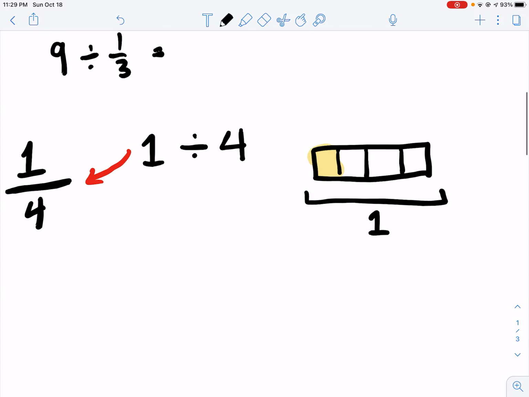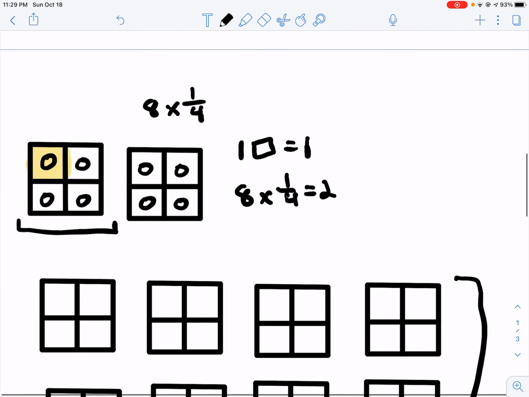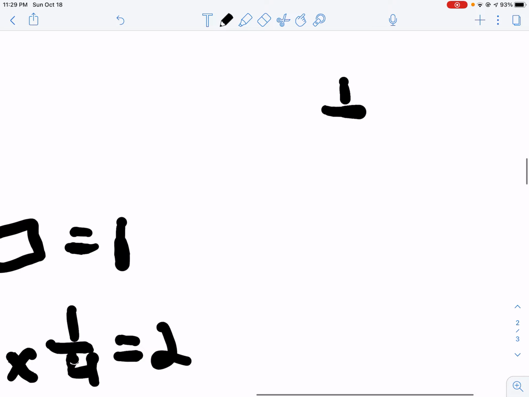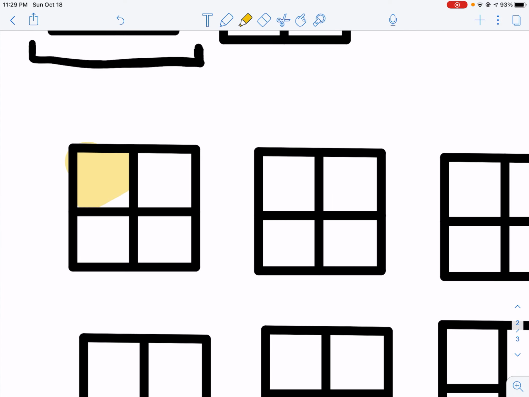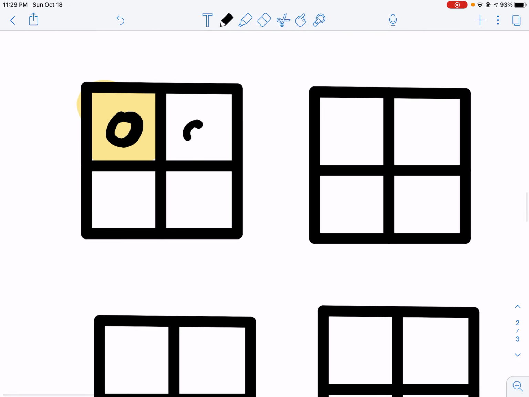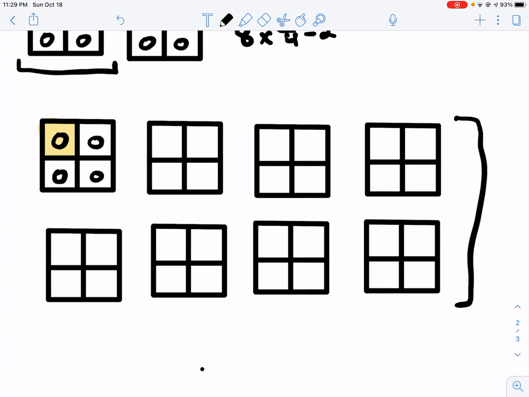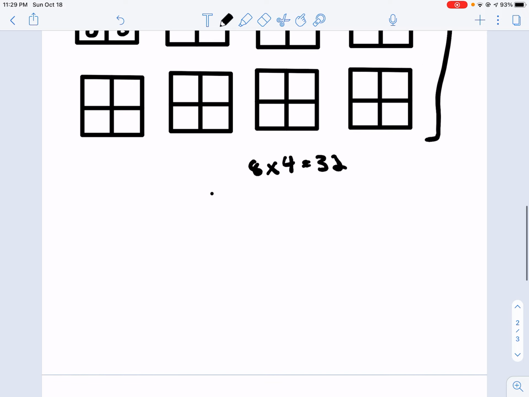Now what about division? Let's use this problem. 8 divided by 1/4. So when you're dividing, you're seeing how many of the second number can fit into the first number. So let's use this 1/4. We have 8 boxes here. 1, 2, 3, 4, 5, 6, 7, 8. And we see that how many of these can fit? 4 of these can fit in each. And since there's 8 of these boxes, the total answer would be 8 times 4, which is 32. So basically 8 divided by 1/4 is 32.